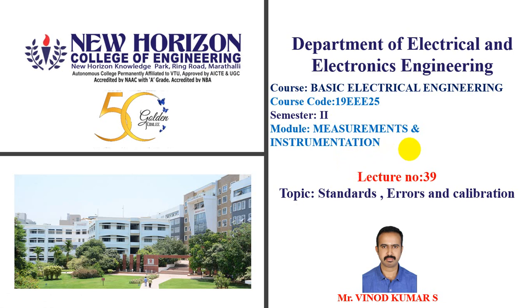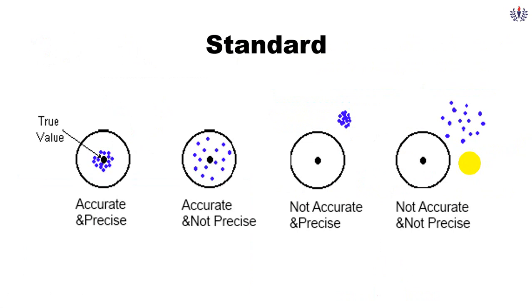Lecture series of basic electrical engineering. In this, we are seeing module 5, that is measurement and instrumentation. In the same, we are going to see the topic that is standards, errors, and calibration, which is very much essential for a particular instrument. So, what is standard?